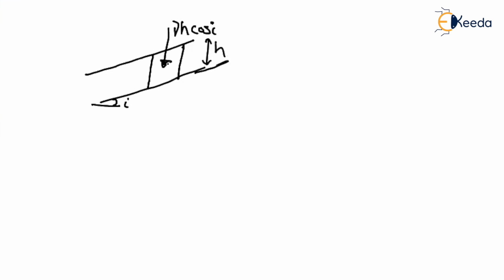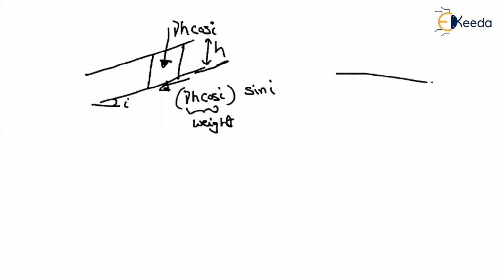If you resolve this self-weight force along the tangential and normal directions, along the tangential direction, gamma h cos i is the weight, and you multiply by sin i. If it is a completely horizontal level, then we can say simply gamma into h. But it is an inclined level. If it is an inclined level, what about the self-weight? That is nothing but gamma h into cos i. So for that we have to multiply by sin i, then you will get the component along the tangential direction.